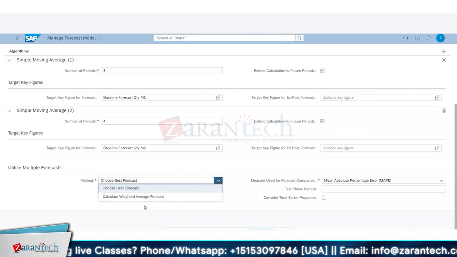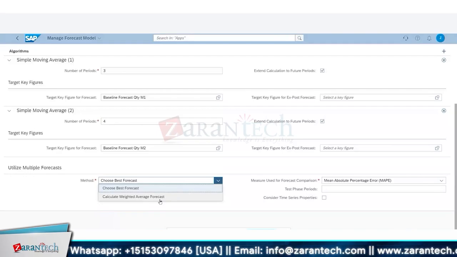You also have the weighted average, calculate weighted average. When you click on calculate weighted average, the system will take the weighted average of all the forecasts and give you that as your final statistical forecast. But you don't want that, because you want the best forecast.